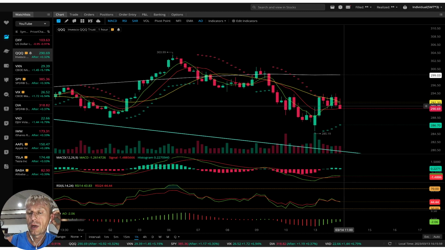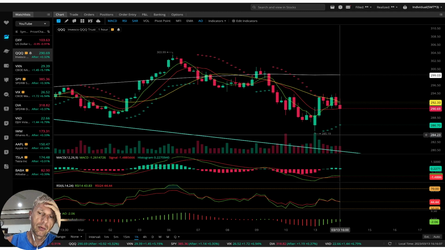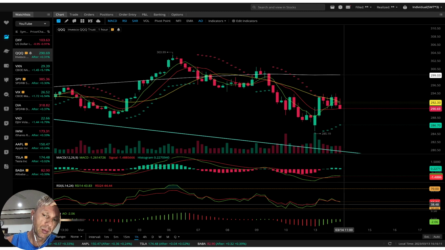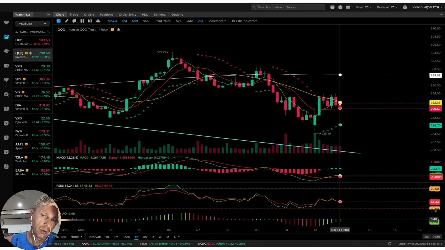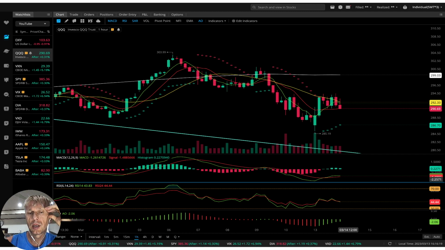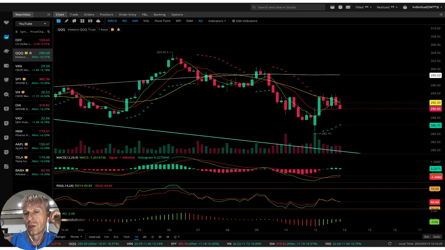On the 1 hour time frame, it's still mixed, right? 4 indicators bullish, only 1 indicator bearish, only RSI. All other 4 indicators bullish. On the 1 hour time frame, we can consider it bullish.